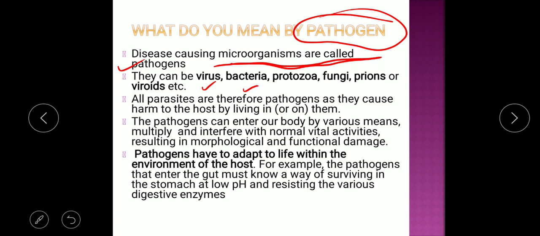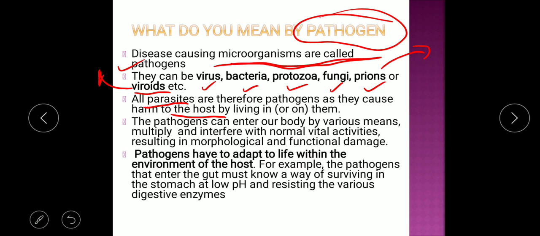Then they can be bacteria, protozoa, fungi, prions, that is proteinaceous infectious agents, or viroids. Viroids are RNAs of low molecular weight. They usually infect plants. Then all the parasites which live on the host are pathogens, as they cause harm to the host. So you can say lice is a pathogen, because a pathogen is not strictly restricted to microorganisms. Usually they are microorganisms, but not strictly. So lice can be a pathogen. Then Cuscuta can also be a pathogen.